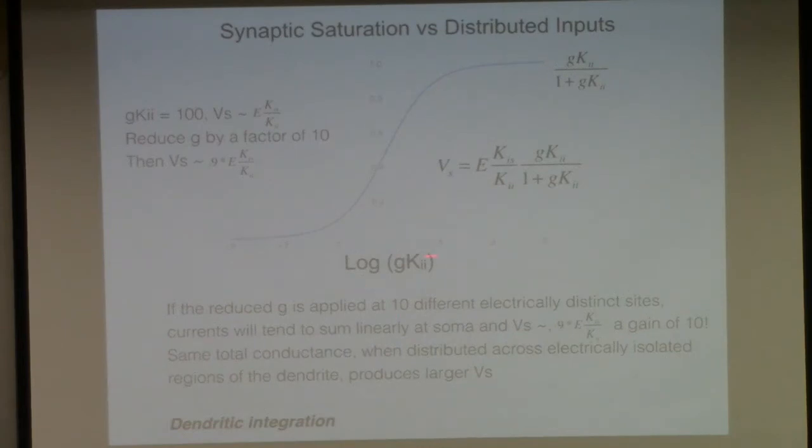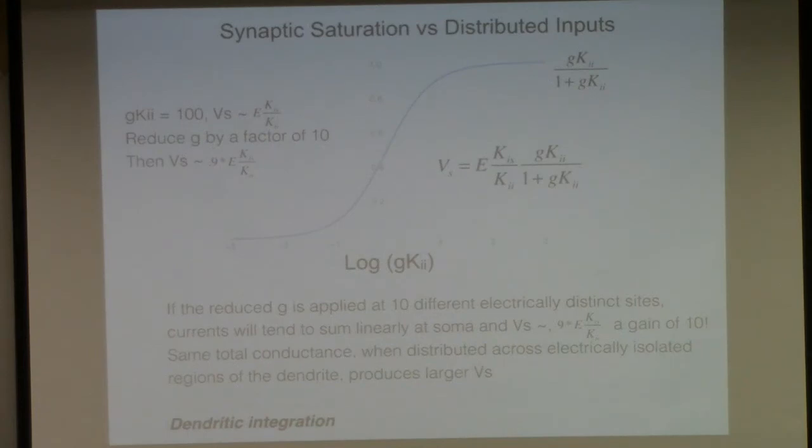Okay? So we're operating way out here. A log of 100 is 2, and so this term is near 1. The voltage produced at that site where this conductance is applied is going to be its maximum value. It's going to be the reversal potential E.